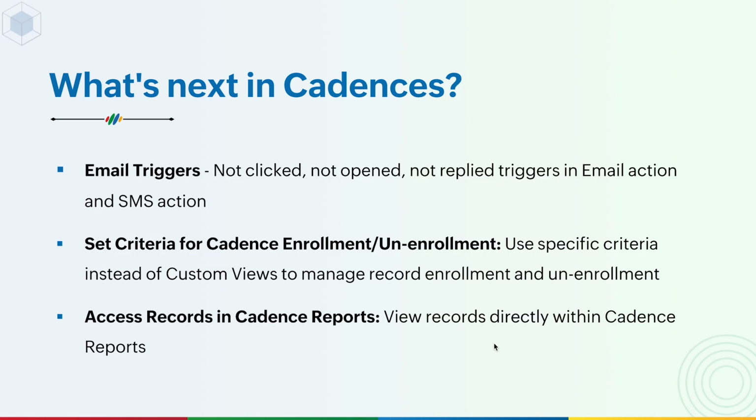Let's quickly see some of the functionalities of cadences which are not currently available but can be expected in the upcoming future. Email triggers will allow you to automate follow-up actions based on email engagement metrics. These triggers will allow you to automate follow-up actions based on the specific engagement metrics, ensuring that your outreach efforts are efficient.